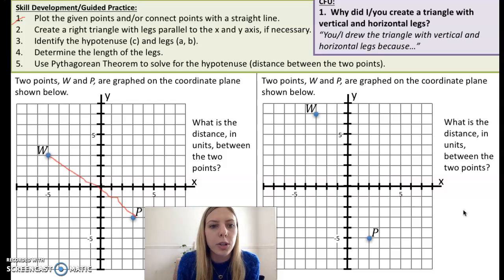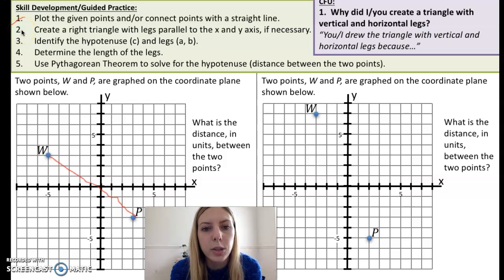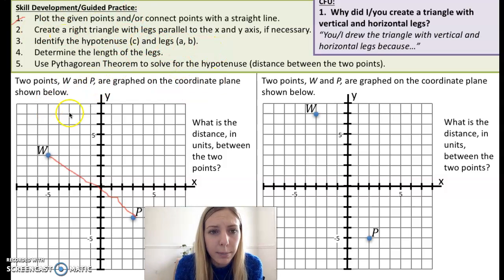Step 2, we're going to start reading this if you want to read with me. Step 2 is create a right triangle with legs parallel to the X and Y axis if necessary. So my next step is to draw the rest of my triangle. So I need to connect and make parallel lines with my X-axis and my Y-axis.